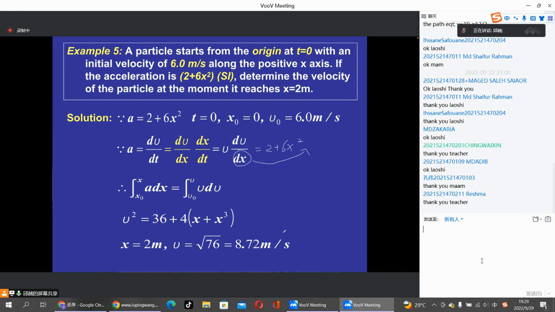So here we can see when x equals 2 meters, v equals 8.72 meters per second. So this is calculus-based physics. In order to solve this problem, you have to use the integration.